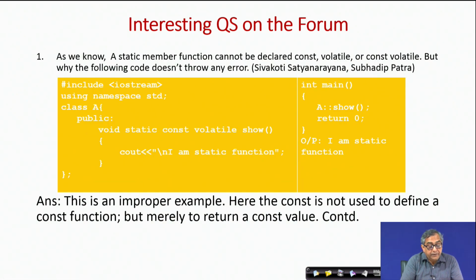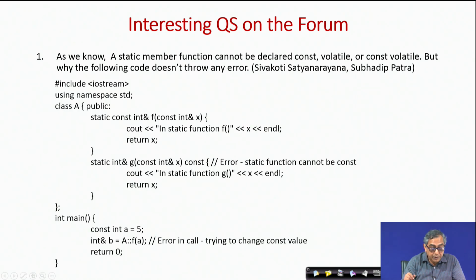Well, as you know, a static function cannot be declared const. But the example that you have given as a counter example is completely wrong, because I will just go to the next one where I illustrate this. I am sorry, where are you going?